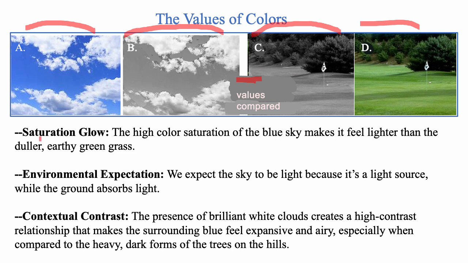Well, one reason is the saturation difference. The blue sky is much more saturated than the green grass, so the sky seems lighter. Also, we expect the sky to be lighter because it's the source of light, whereas the ground absorbs light. And then finally, there are white clouds in the sky that make the blue lighter than it really is, whereas the golf course has trees that make it darker than it really is.